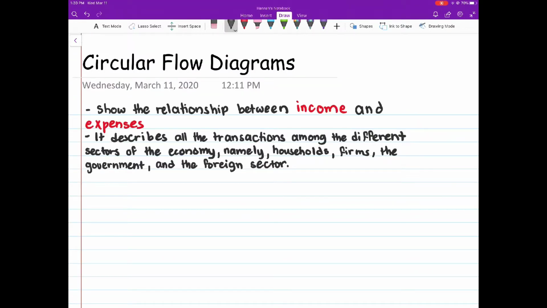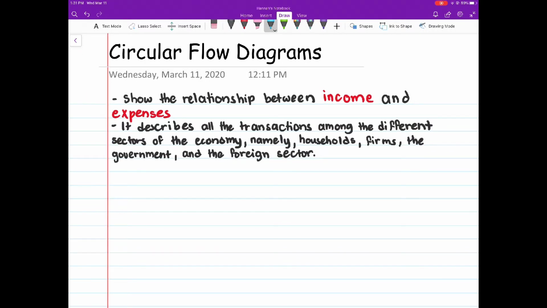So first, what are circular flow diagrams, or what do they do? Circular flow diagrams show the relationship between income and expenses. It describes all the transactions among the different sectors of the economy, namely households, firms, the government, and the foreign sector. So, we have these types of markets. Let's put this here: types of markets. This is just for future reference.